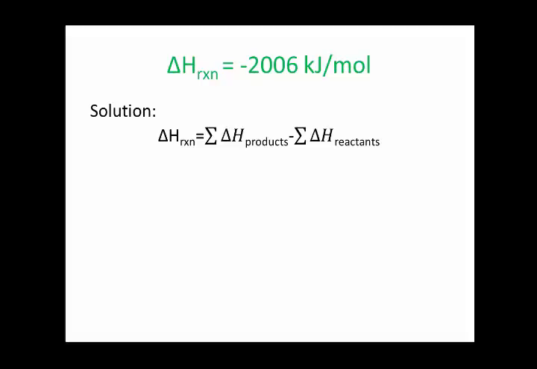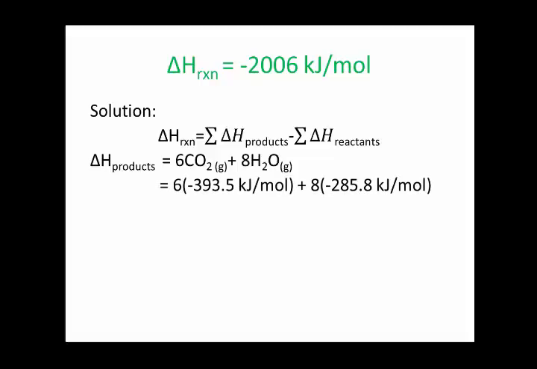So we'll start with our equation. Our heat of reaction is equal to the summation of heat of products minus the summation of heat of reactants. So let's start with our products. We had 6 moles of carbon dioxide gas being created along with 8 moles of water vapor. So we can go ahead and take our heat of formations and drop them in.